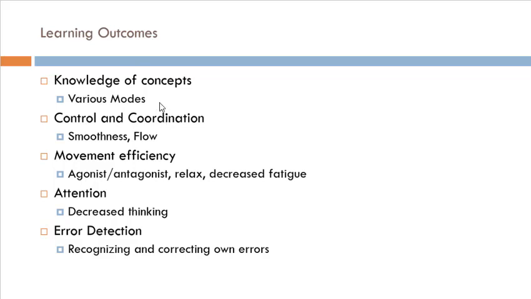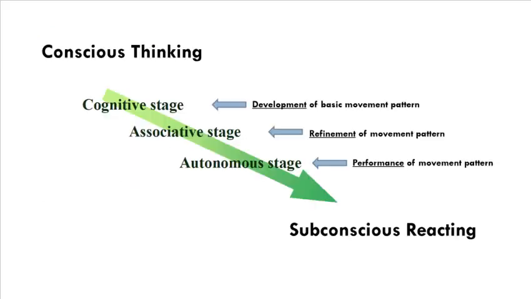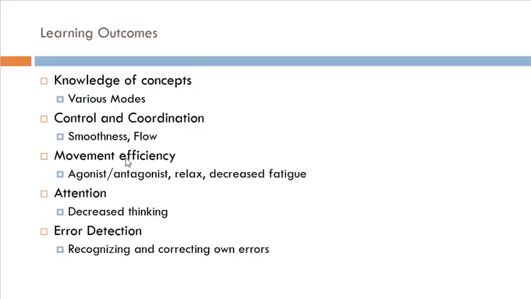When we look at learning outcomes for both motor and mental aspects, these are the criteria that we look at. Knowledge of concepts: do you understand the basic components, control and coordination? As you start to see this move from the cognitive stage to the autonomous stage, you're going to see an improvement in movement efficiency. You're going to see an improvement in understanding why you're doing what you're doing. Instead of just doing it, you're like, oh, that's why I'm doing this, or that's why I'm adding this ingredient, or that's why I'm putting this word in there.